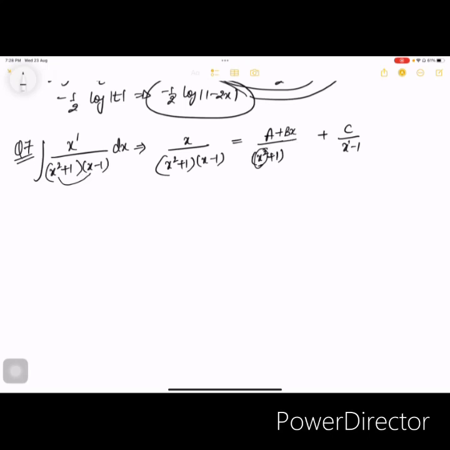If it is linear, then we will write x raised to power 0 in the numerator. To understand, you can see: here x has power 1, so above it will come power 0. Here x has power 2, so above it will come power 1. This is the partial fraction formula.